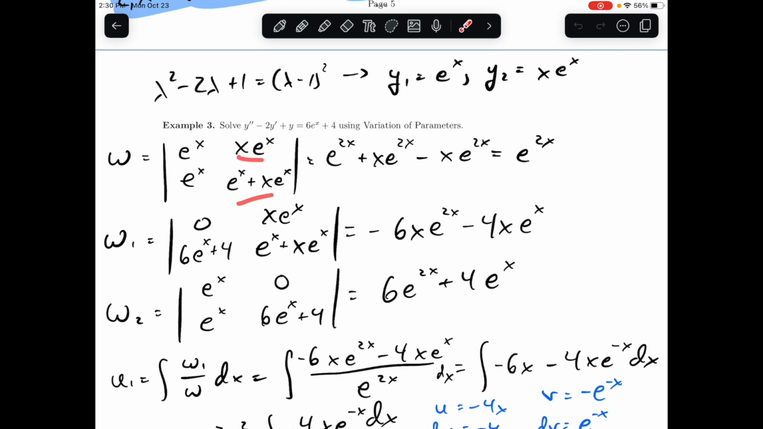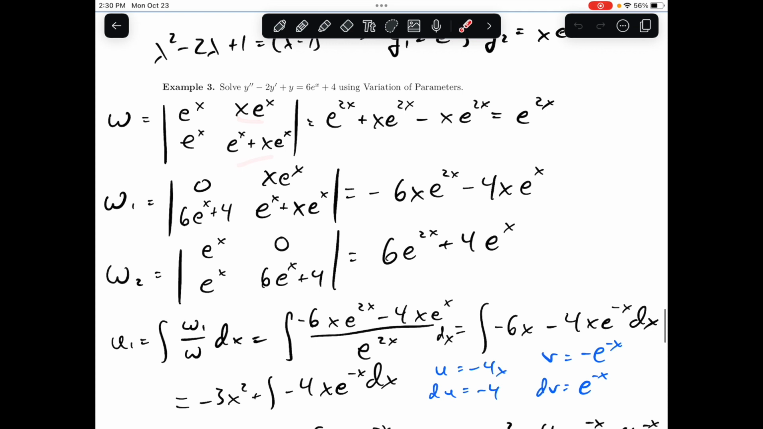And then your answer column would be 0 and then whatever's on the right-hand side, assuming that you normalize. So you always have to normalize these guys. This one has been normalized for you. But if there was like a 2 in front of the y double prime, you would have to divide everything by 2. And then after dividing by 2, you'll put whatever's on the right side for your answer column.